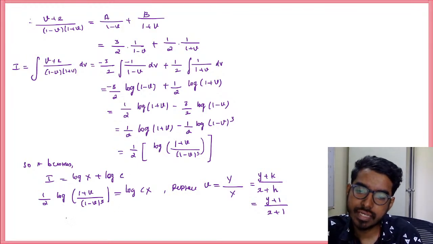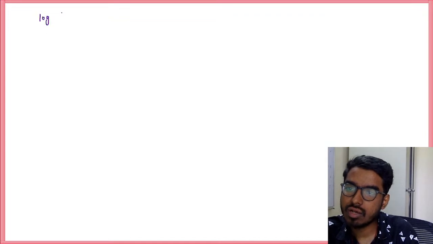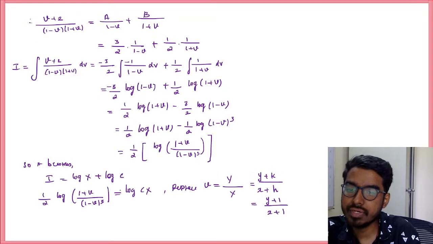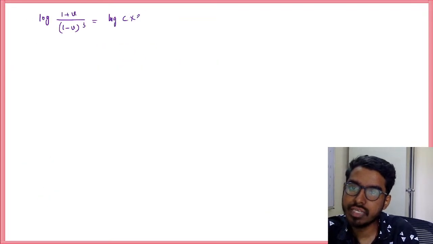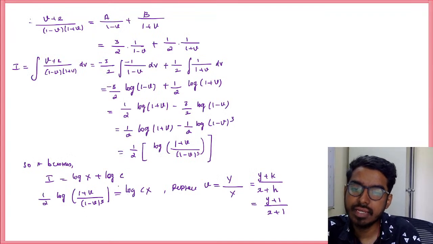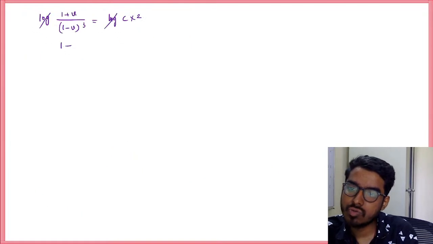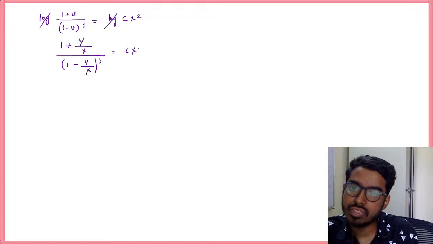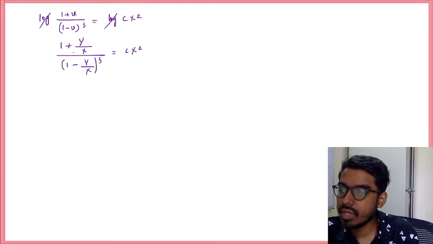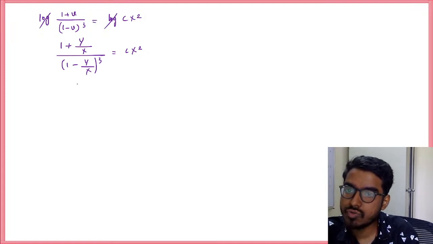Let us take this 2 to that side. We will have log of 1 plus b divided by 1 minus b whole cube is equal to log cx square, right? If you take this 2 to that side and bring 2 to the power, log will get cancelled. So 1 plus, what is b? It is capital Y by x. 1 minus capital Y by x whole cube is equal to cx square. So x plus y divided by x, where you will have x cube, you will have x plus y divided by x.